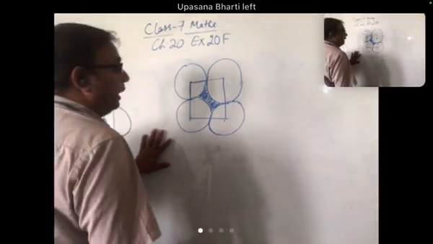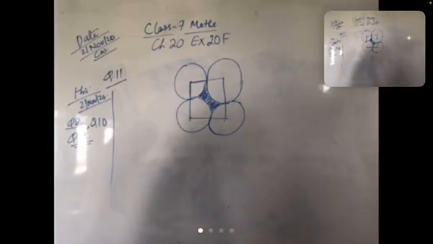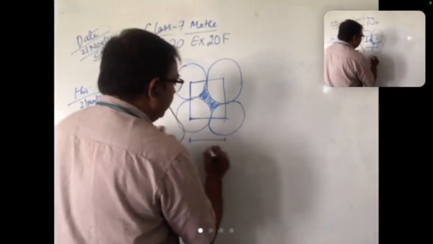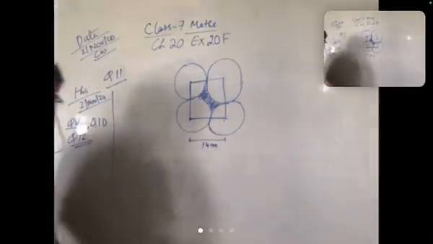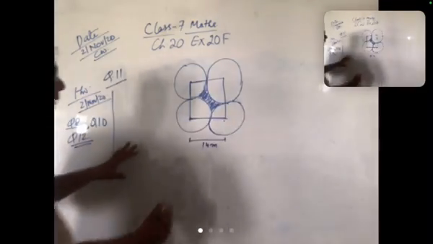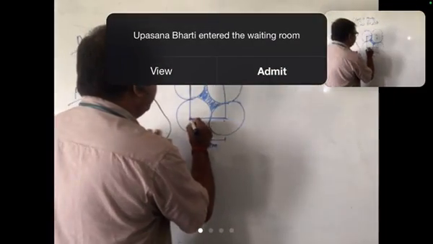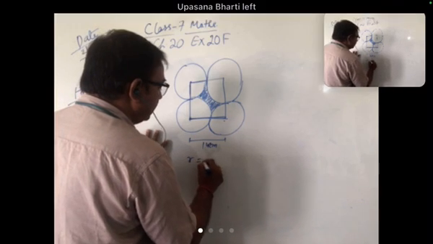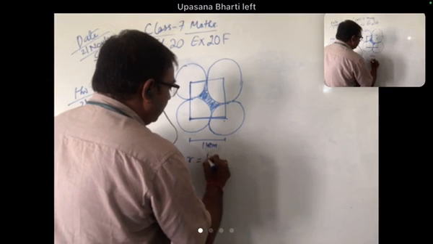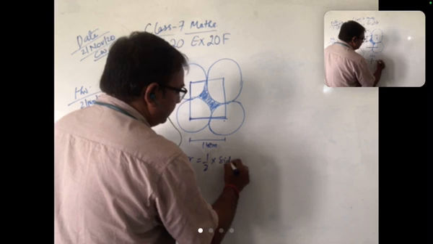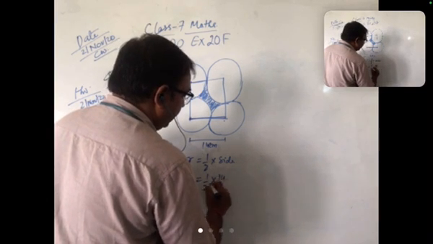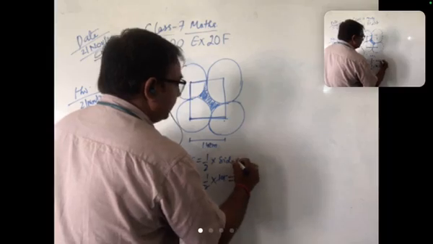So, what about the length and breadth? Each side of the square is 14, from here to here is 14 centimeter. So it means that the radius is equal to half multiplied by side, which is equal to half multiplied by 14. Cancel, this is 7. Side of square is 14.